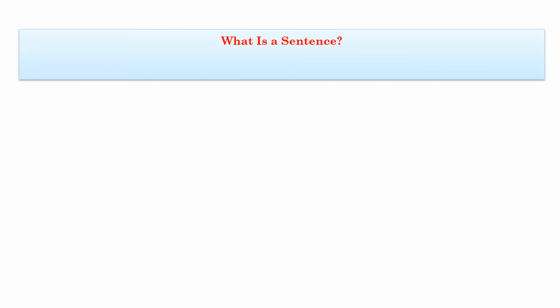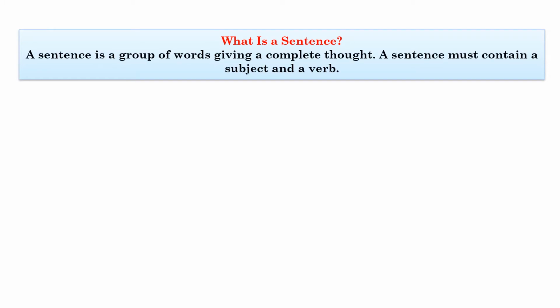Let's go. What is a sentence? A sentence is a group of words giving a complete thought. A sentence must contain a subject and a verb. There are 4 types of sentences.